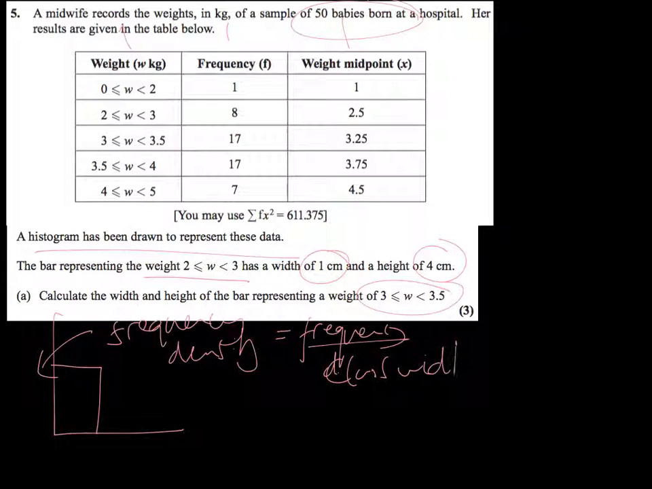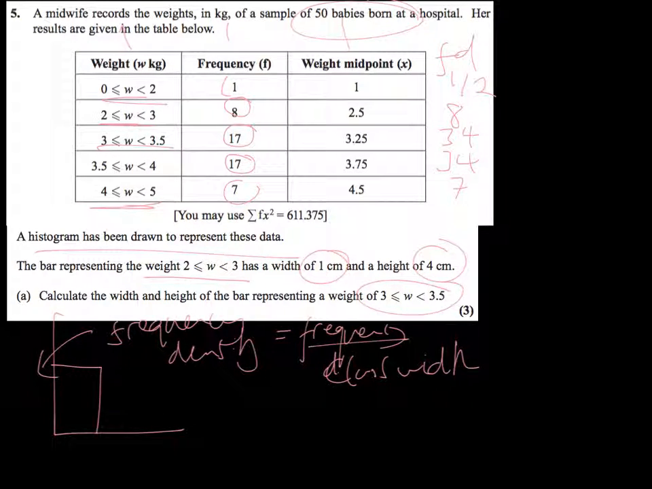So what we can actually do to start off with then is have a look at the frequency density. So here 1 divided by 2 is going to give us a half. We've then got a frequency of 8 divided by a class width of 1, which is going to give us 8. A frequency of 17 divided by a class width of a half is going to give us 34. Similarly here, 17 divided by 0.5 is going to give us 34. And here 7 divided by 1 is going to give us 7. So this is the frequency density.